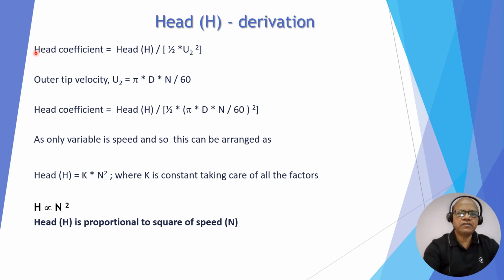Now again the derivation for H. Head coefficient is H upon half into U2 square, but U2 is equal to pi d n by 60. So head coefficient is H upon half into pi d n by 60 to the power 2. As the only variable is speed, this can be arranged. H is equal to K into N square, and K is constant taking all factors, so H is proportional to N square. So head H is proportional to the square of the speed N.